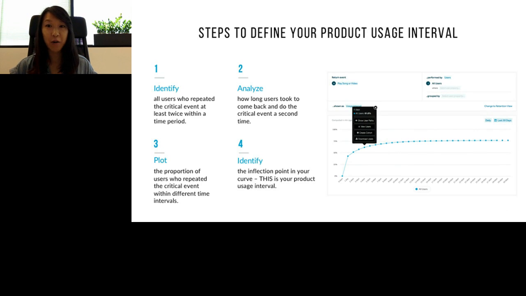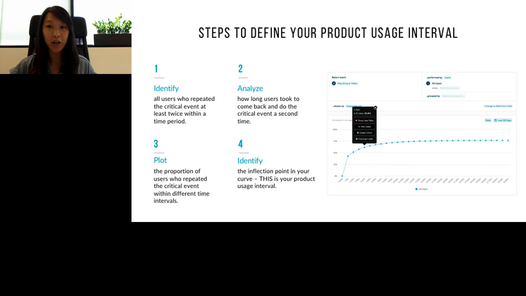So how do you figure out what your product usage interval is? You probably already have some idea based off of your own intuition and experience with how people use your product. But if you don't, worry about it. You can just follow these few steps that we have to use your existing user behavior data to help you determine your product's usage interval.